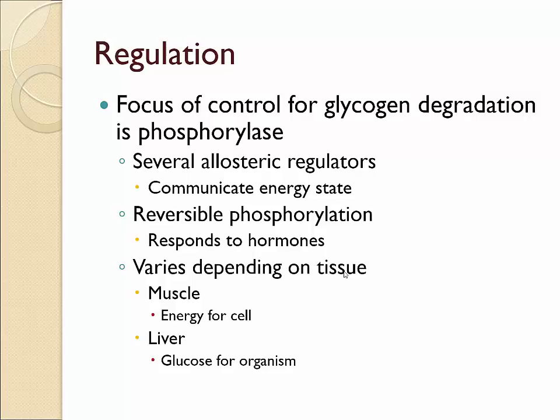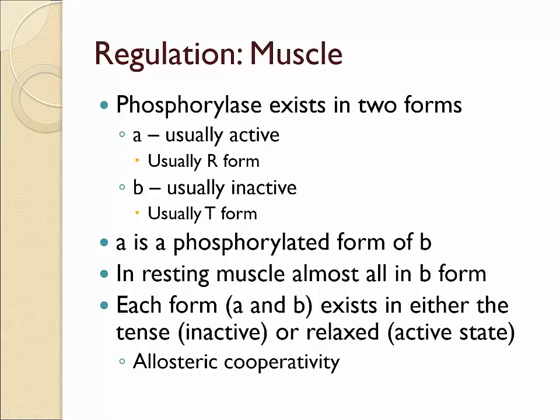So what we're talking about with glycogen degradation is control of phosphorylase, and it is an allosteric enzyme, and it recognizes energy states, it recognizes hormones, and the way it works depends on the tissue where you find it. So let's start with the muscle, because the muscle is actually the slightly more complicated form.